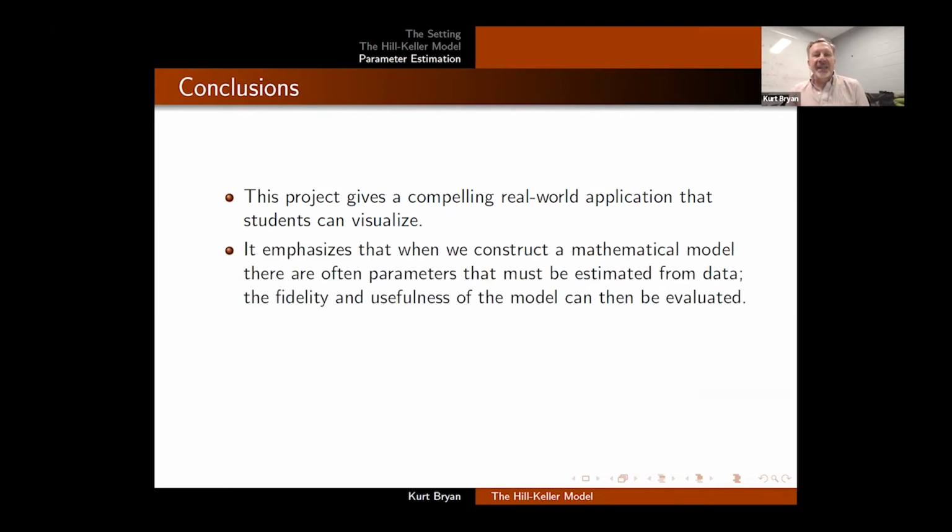It illustrates a point I like to make in DE, that whenever we construct a mathematical model, there are almost always parameters that have to be estimated from the data. And so I want them to have some idea of how you might go about doing that. In the Hill-Keller model, there was this parameter P max, the max propulsive force for the runner. We had a lab-measured value of 11, but couldn't we just estimate that from the data? And you can do that.